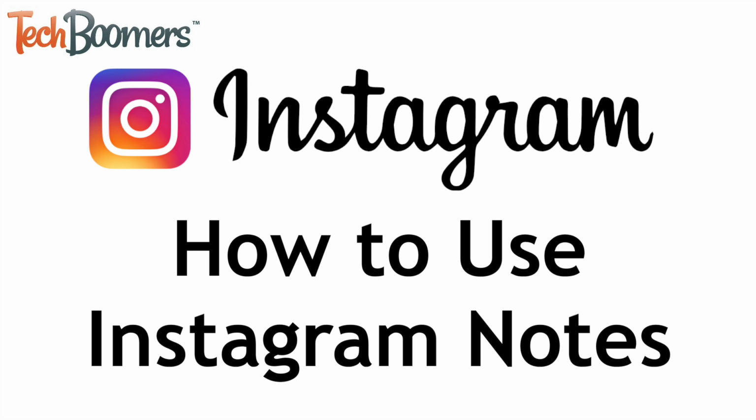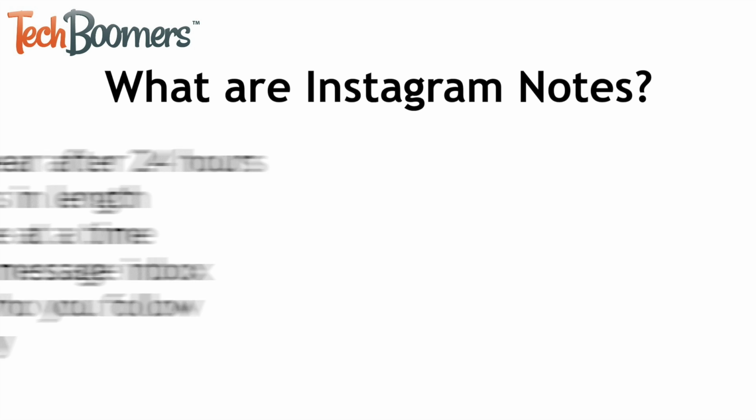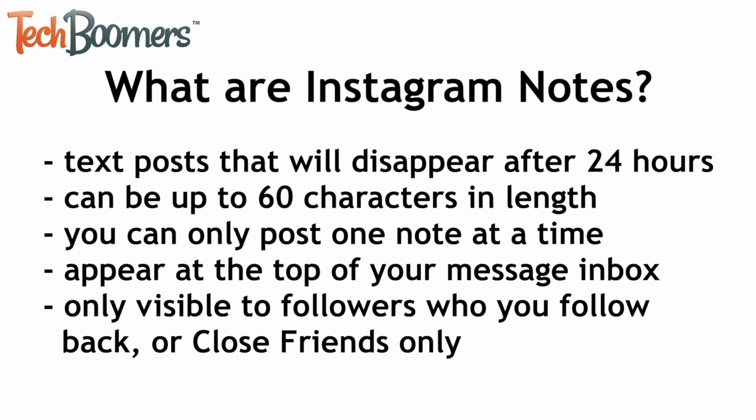Now let's get started. Instagram Notes are text posts that will disappear after 24 hours. You can put up to 60 characters in one note, and you can only post one note at a time. Instagram Notes will appear at the top of your direct message inbox and are only visible to followers who you follow back, or you can restrict a note to close friends only.